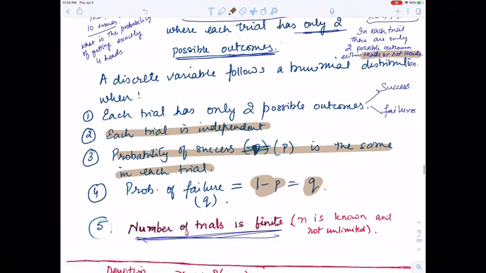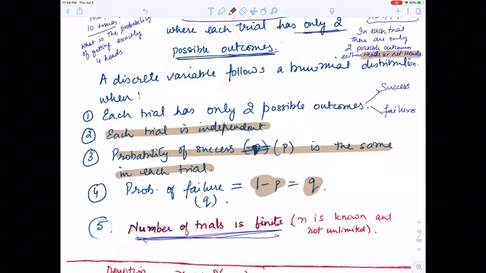So if a variable meets all these conditions, and I'll repeat, it's a discrete variable. There is a finite number of trials. We are not saying we are tossing a coin repeatedly until we get 4 heads. We are saying we'll toss a coin a certain number of times, that is 10 times. So that's a finite number of trials. In each trial, there are only 2 possible outcomes, success or failure. The probability of success in each trial is the same, and all the trials are independent of one another.